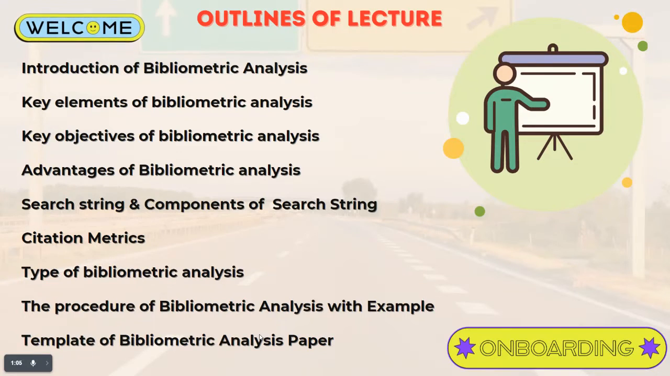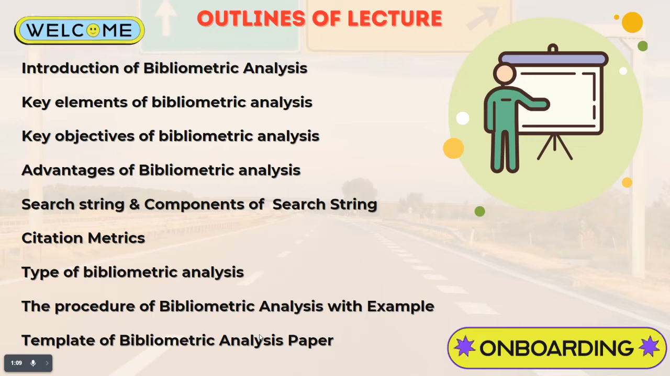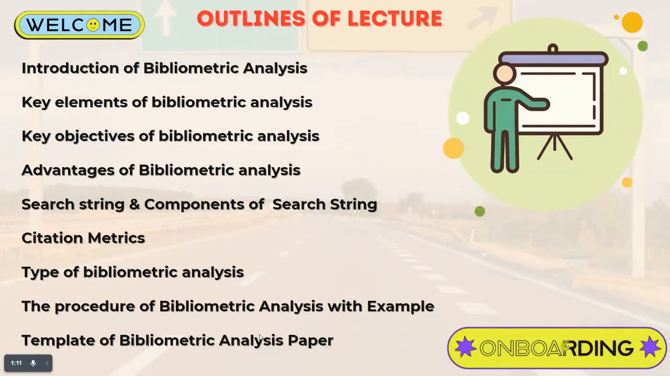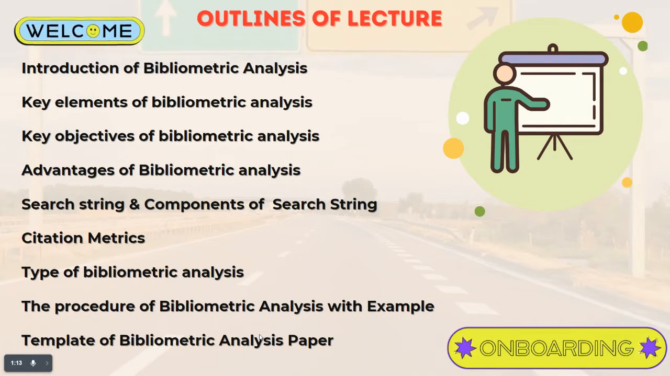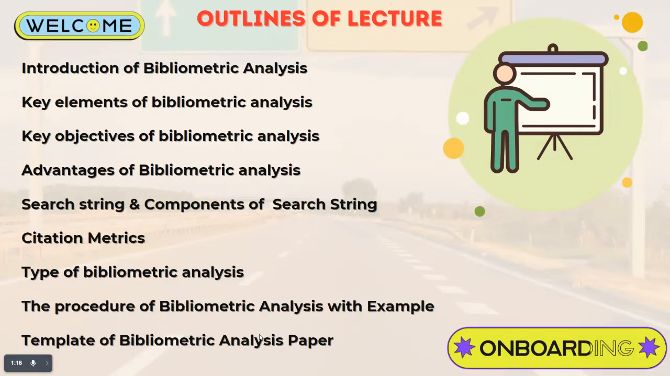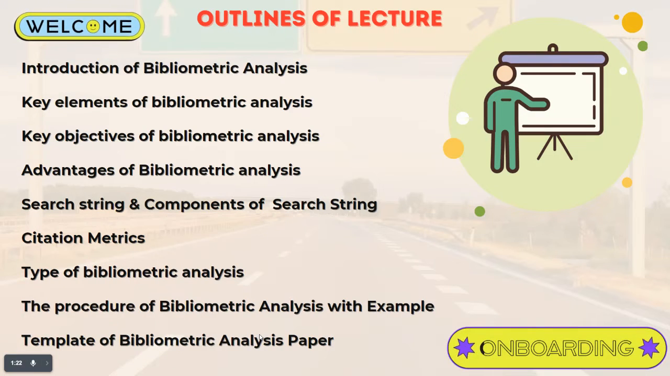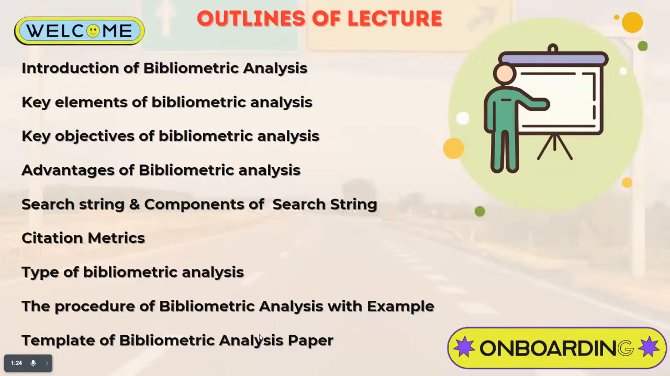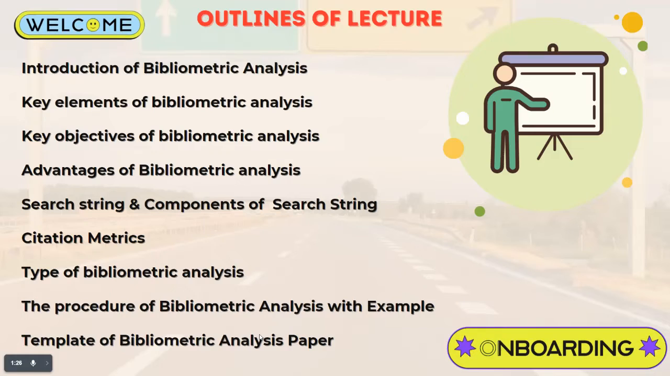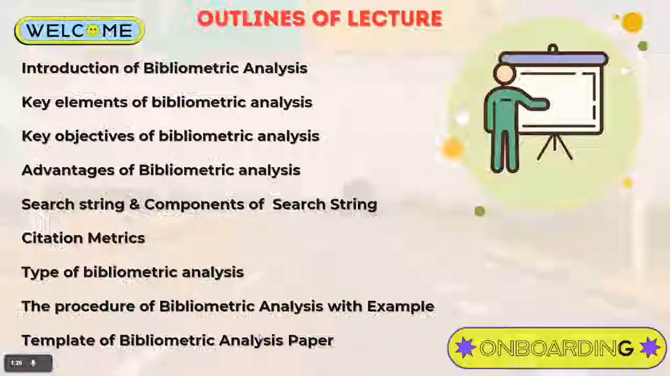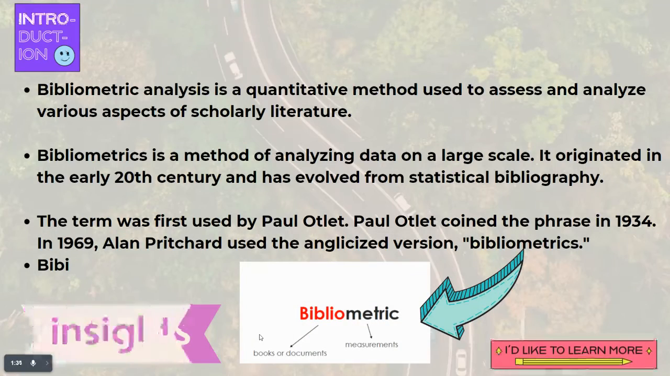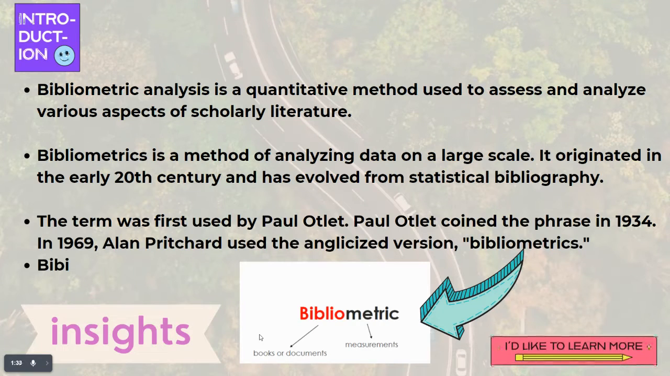And after that, we will talk about the citation metrics, also the types of bibliometric analysis. We will discuss the procedure of bibliometric analysis with an example that I will show you after our lecture. And later I will share with you a template that you can use when you start doing your bibliometric analysis paper. So first of all, we should know what bibliometric analysis is, right?